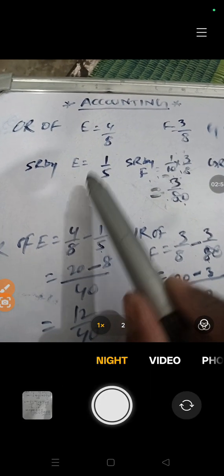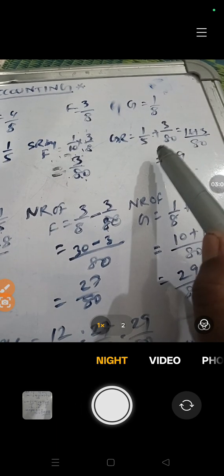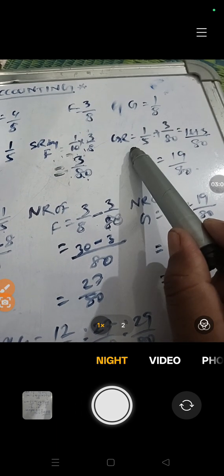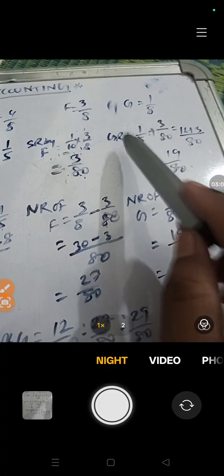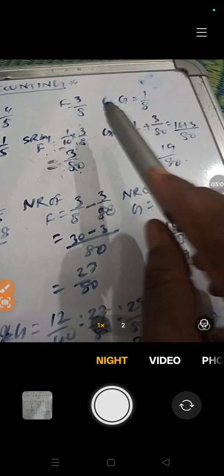Okay, and whatever is being sacrificed by E and F, that goes to G. So what I have done here, see, the old ratio of G was already 1/8, and he got 1/5 from E and 3/80 from F. So this is gained by G. So the gaining ratio is 19/80 for G.